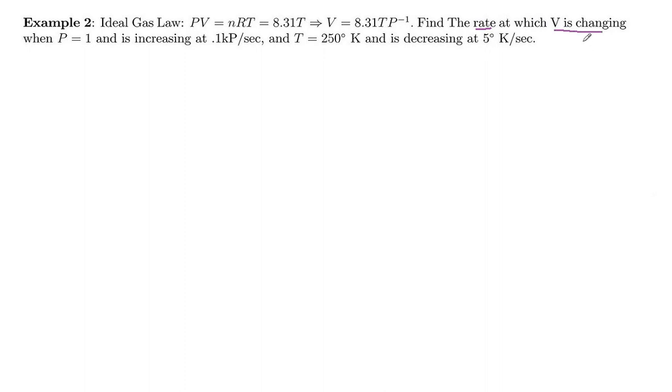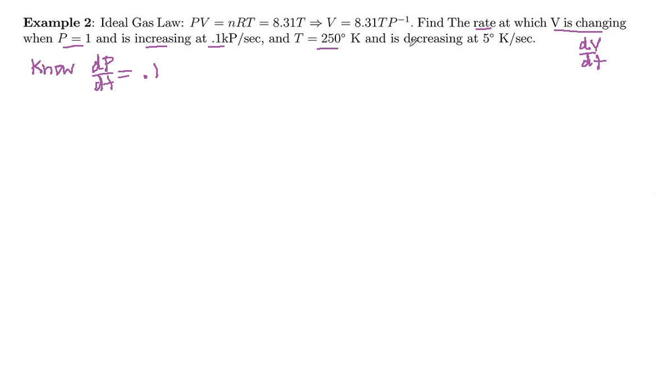So that's going to be dV/dt. That's what we want, when P is 1 and increasing at 0.1 kilopascal per second. So P is increasing, that's a rate of change of P. So we know here that dP/dt, that rate of change, is equal to 0.1.